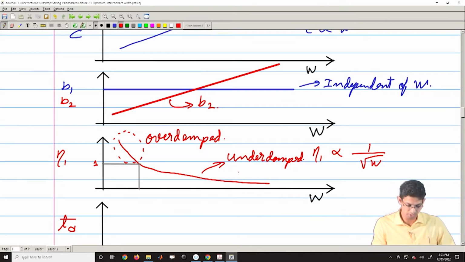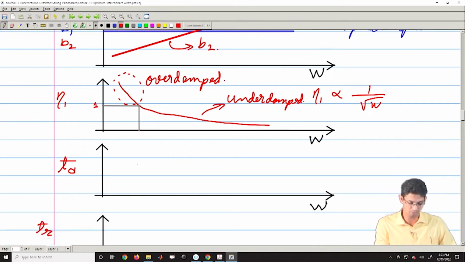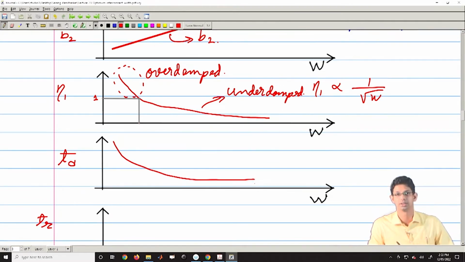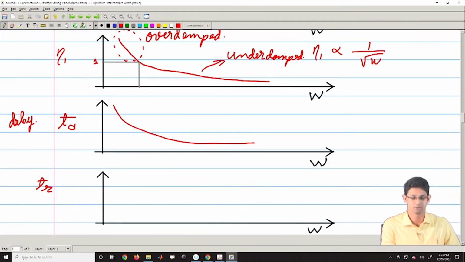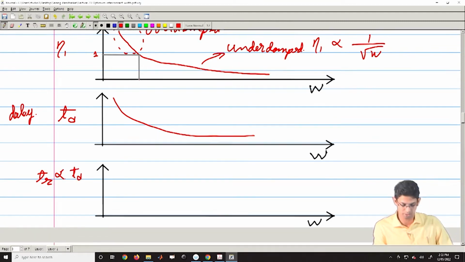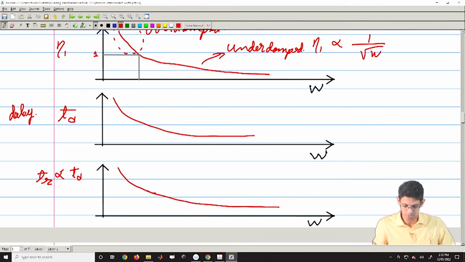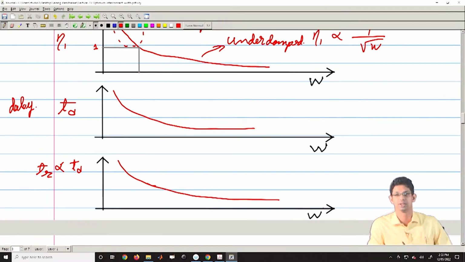Right. So, we have this eta, and then we have also got an estimate about the delay. So, your delay would also be diminishing like this. Again, these are all qualitative plots only telling us the trend of the delay. So, this is your delay, and this is your transition time. Transition time would be proportional to delay. The more the delay, the more the transition time, and therefore your transition time would also reduce like this.